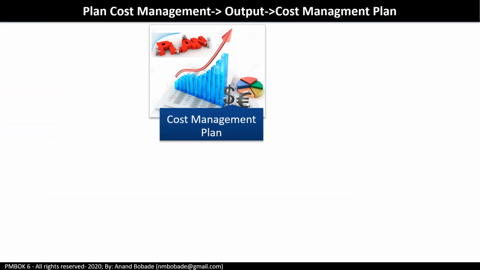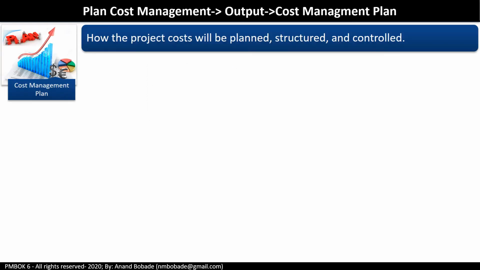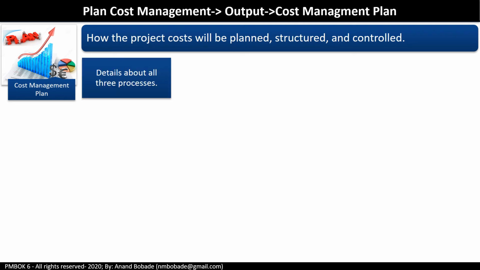The output of the plan cost management process is the cost management plan. So let's look at the cost management plan in detail. The cost management plan will provide the guidelines and cost management practices. It will describe how project costs will be planned, structured, and controlled.